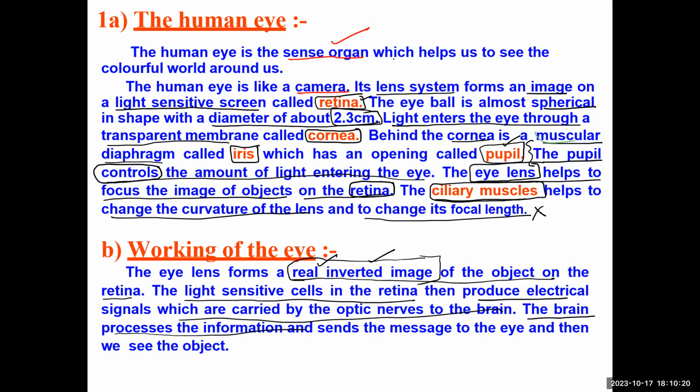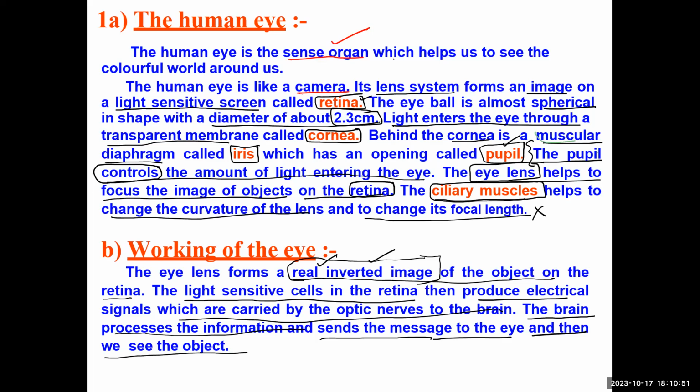Processing of the brain means what? The brain will help us to close our eye, or help us to open our eye, depending upon the signals. It processes the information and then sends the message to the eye, and then we see that object. It can be seeing of an object, or it can be helping us to close or open the eye. So this is about how the eye works. I hope it's clear to you how the eye works and what a human eye is.